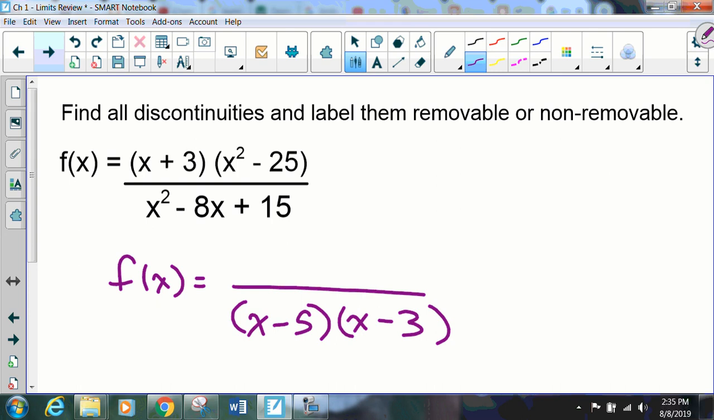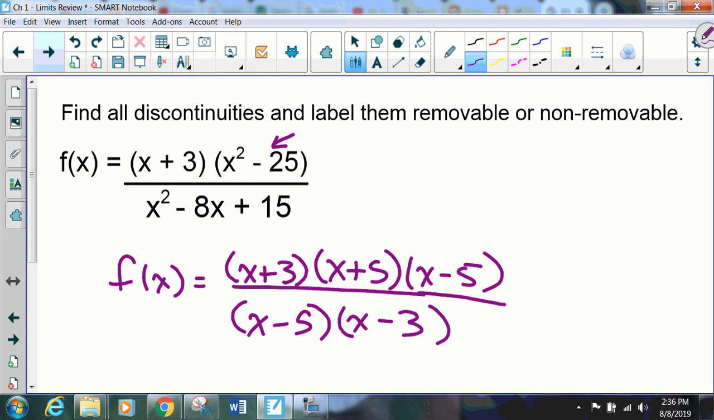All right, so let's see what kind of discontinuities I have. So I'm going to go ahead and rewrite the numerator, and I realize I have the difference of two squares here. So I'm going to factor those. It's x plus 5, x minus 5. So here we go. We can see that although there's a discontinuity at x equals 5, we can cancel that out. Okay. So we've got a removable discontinuity at x equals 5. That means there's going to be a hole there in the graph.